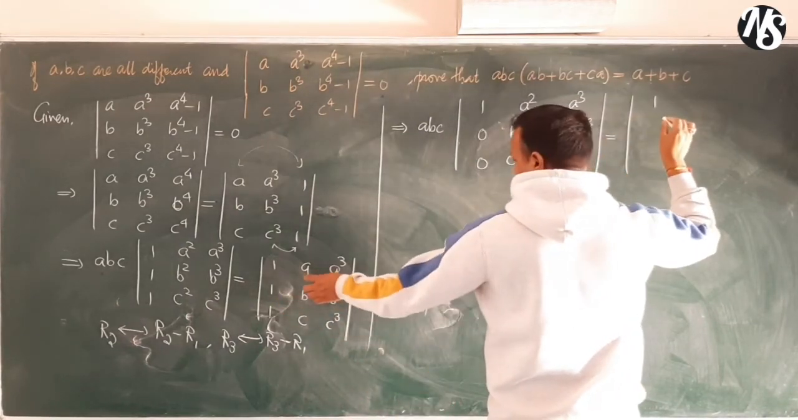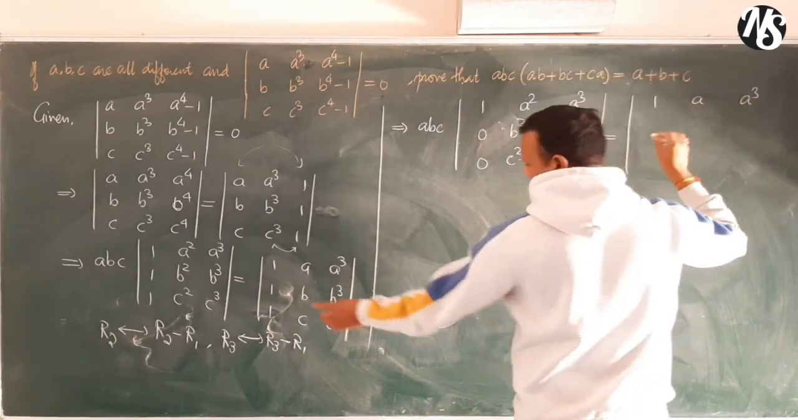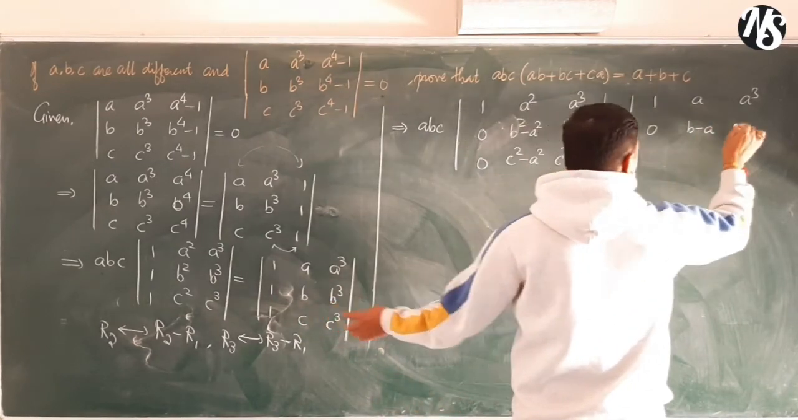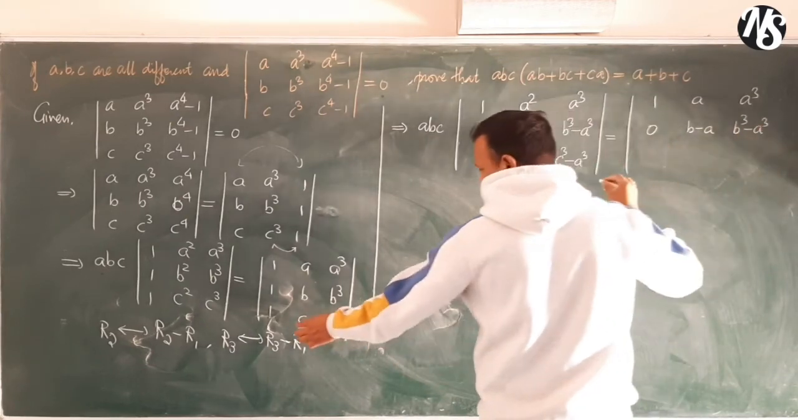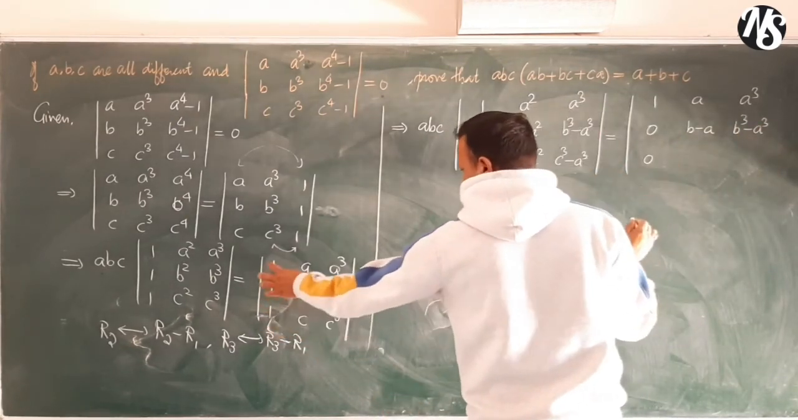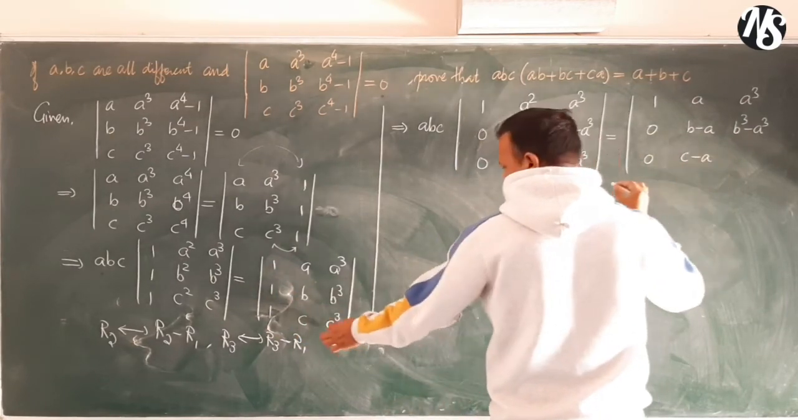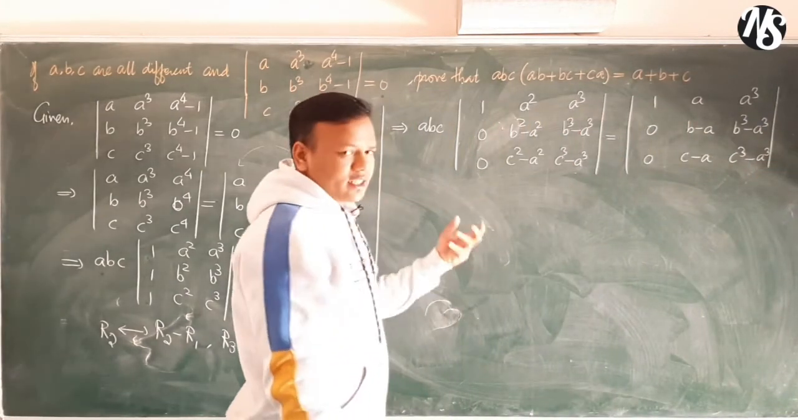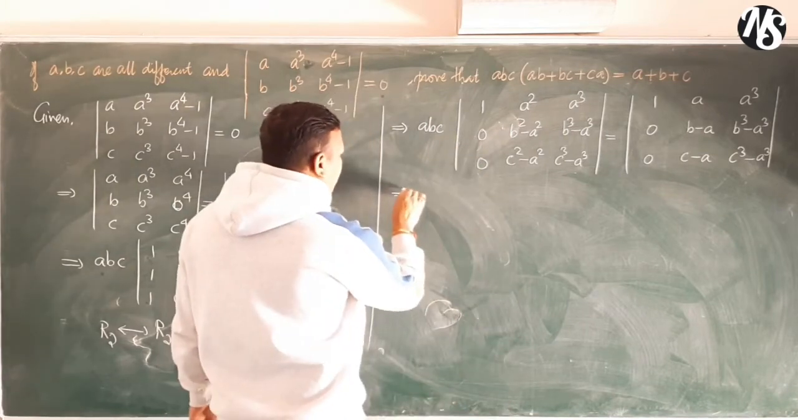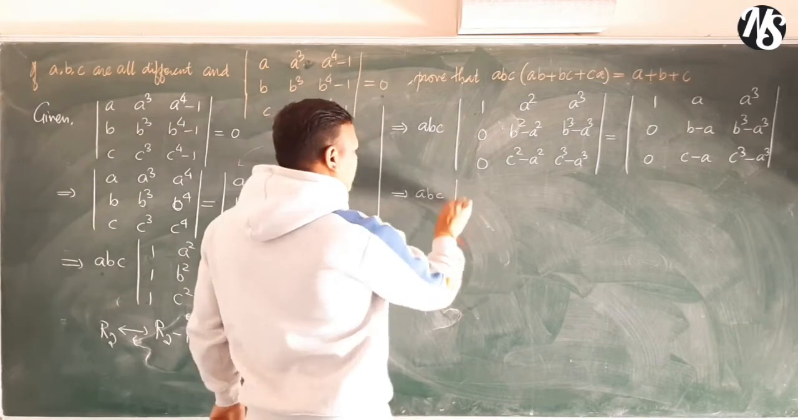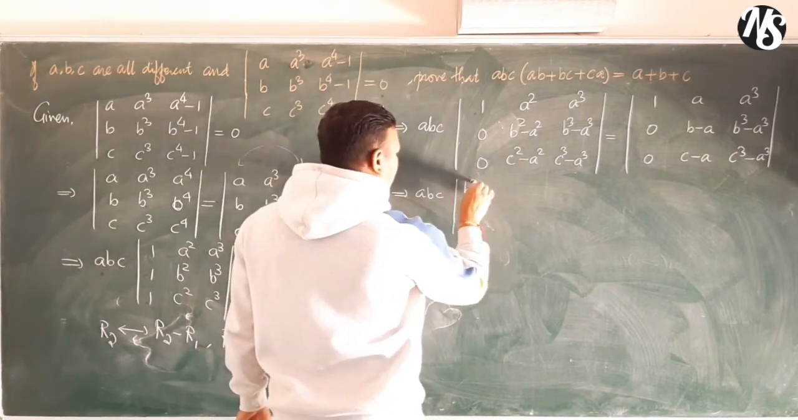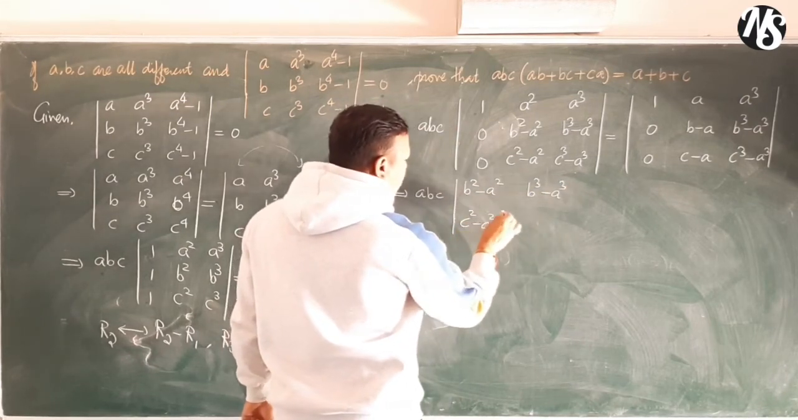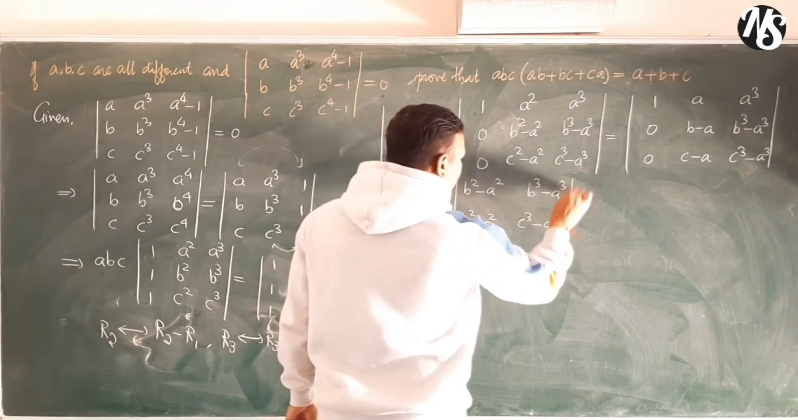So a cube will remain as it is, this minus this is 0, b minus a, and b cube minus a cube. Okay, c minus a, so first and foremost 1 minus 1 is 0, c minus a, c cube minus a cube. Now let's expand along the column. So you get ABC, so no need to write 1, you can directly write down the determinant, that is b square minus a square, b cube minus a cube, c square minus a square, c cube minus a cube.